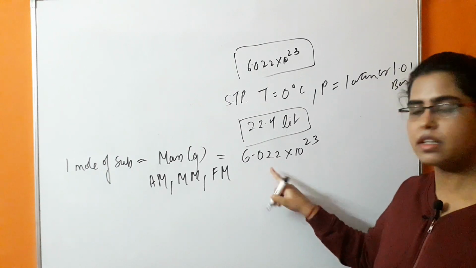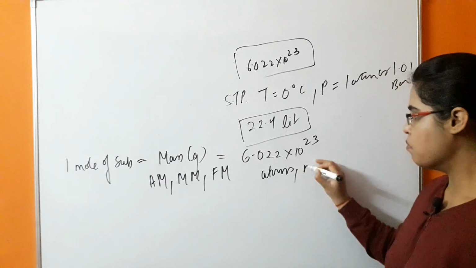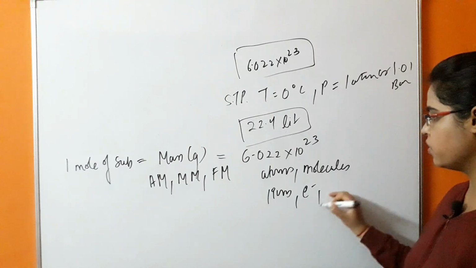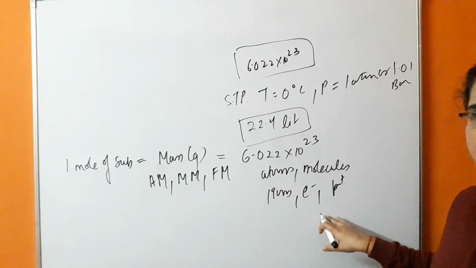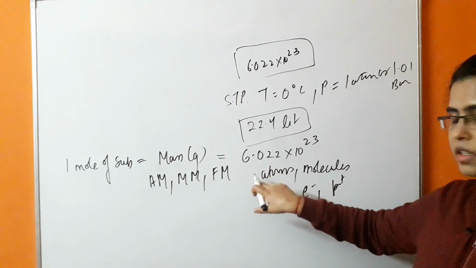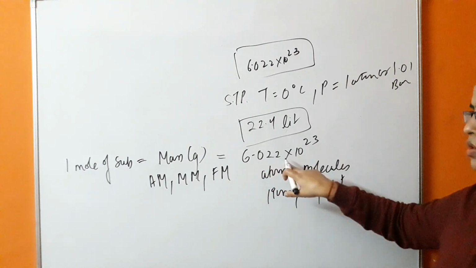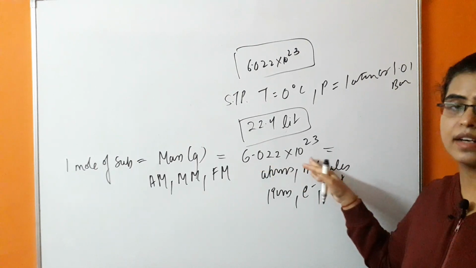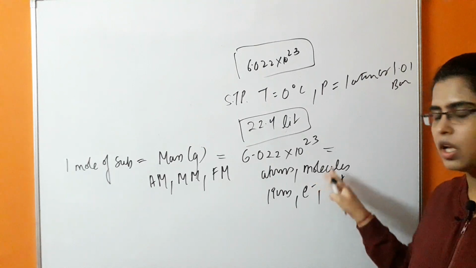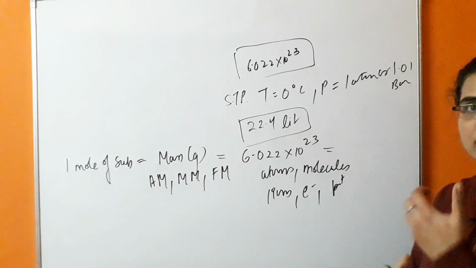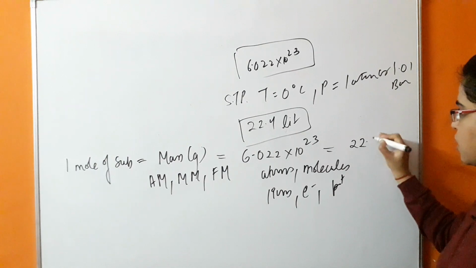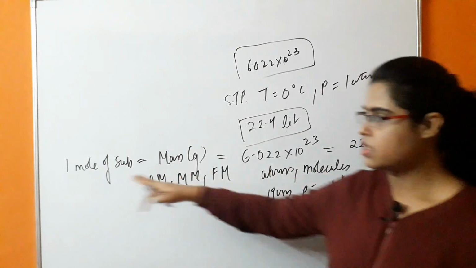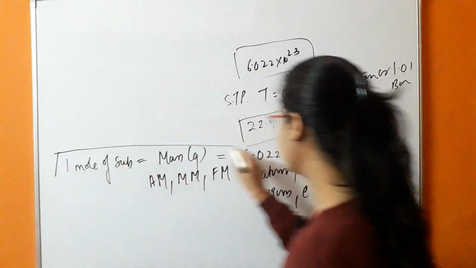In this case, particles can be atoms, molecules, or ions, electrons, protons. So these smaller particles can be calculated. The number of particles is 6.022 into 10 to the power 23, and this number of particles, that is either atoms or molecules, is occupying space, a volume of about 22.4 liter. So this is the standard condition. This is the standard relation of mole concept.